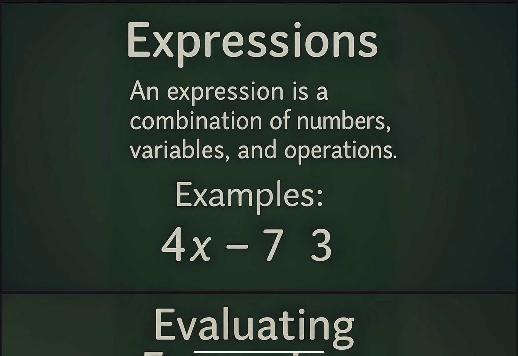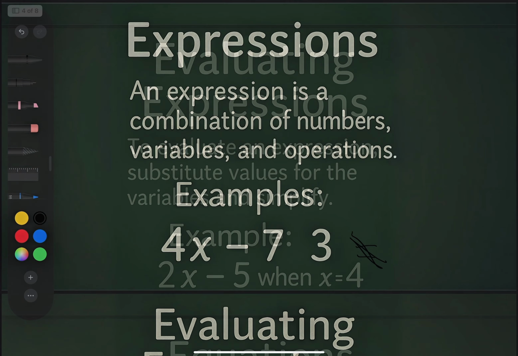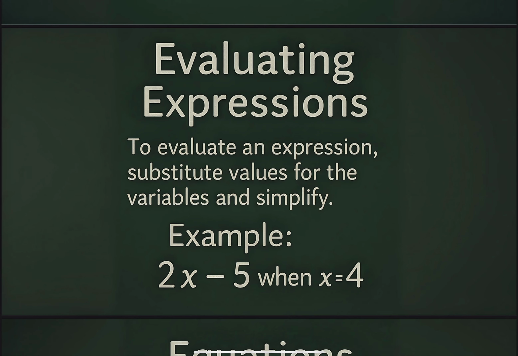For example, 4x minus 73. You notice here that we don't have an equal sign. Expressions do not have an equal sign. The next thing is evaluating expressions. To evaluate an expression, substitute values for the variables and simplify.